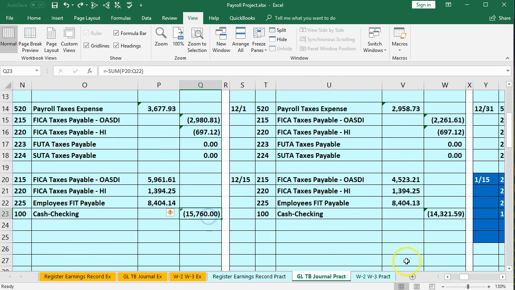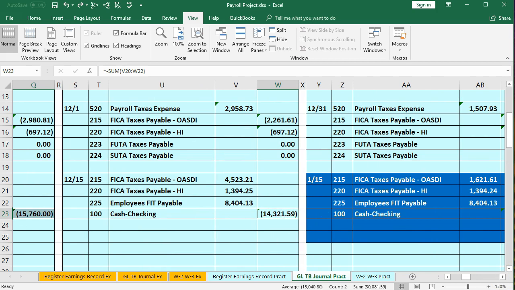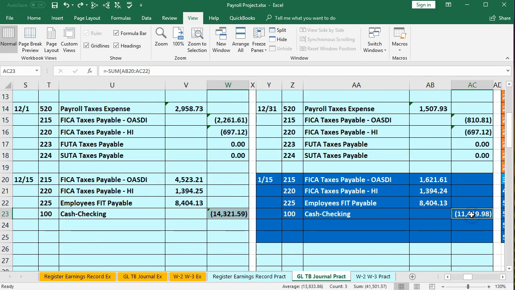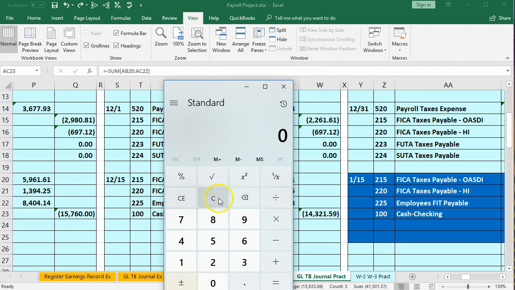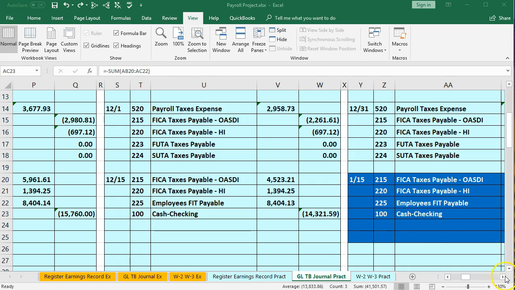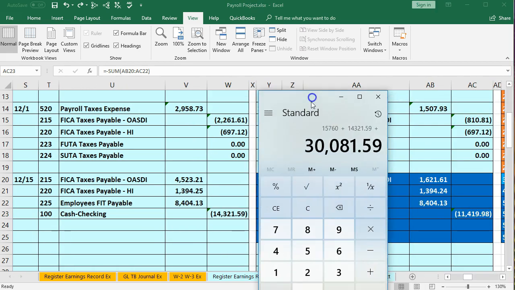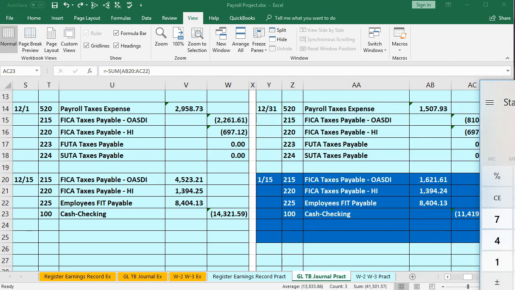It's going to be this number, the cash check we paid for Social Security, Medicare, and Federal Income Tax, this number, the amount we paid, and this number, which adds up to 41,501.57. We could do that again with the calculator just for the fun of it. It's always nice to punch things into the calculator. 15,760 plus 14,321.59 plus, and let's see if we can find that last number, which is right there, plus another 11,419.98, and that's going to give us the 41,501.57. Did I add that up?